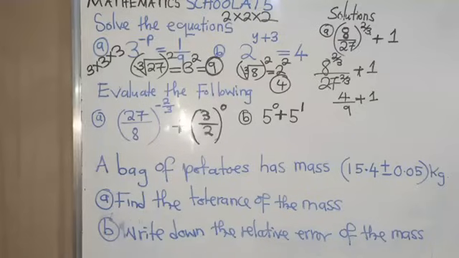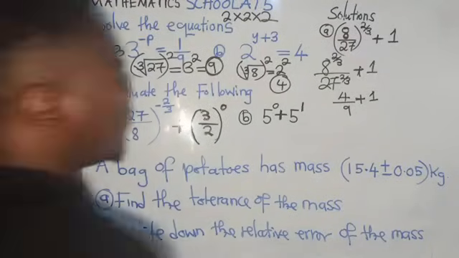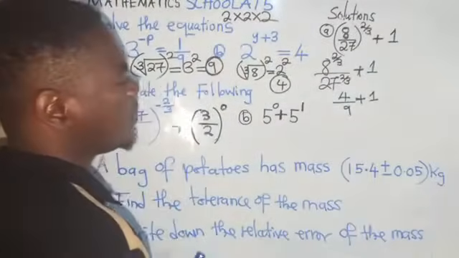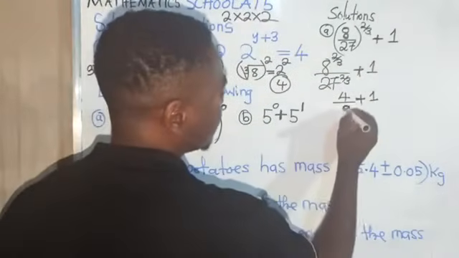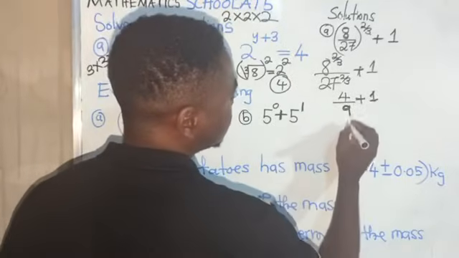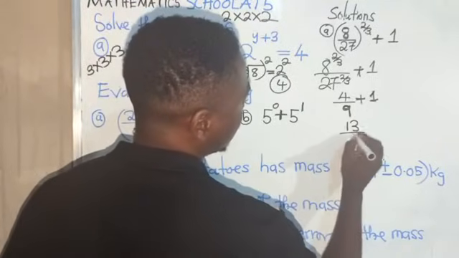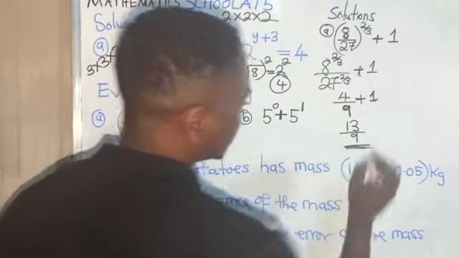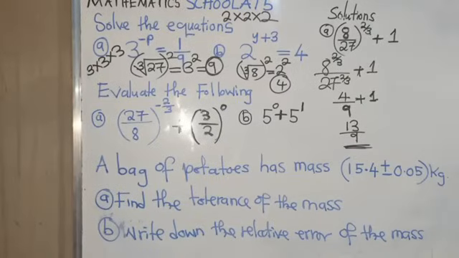We want to evaluate that part. I guess we are all able to see what is happening. So I want to evaluate this part that is here. This is just the same as 9 times 1, that is 9, plus 4, that is 13. So 13 over 9. This is the answer. You are done. That's how you are supposed to answer it.